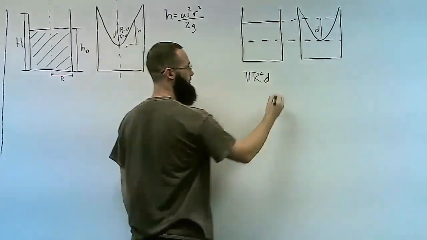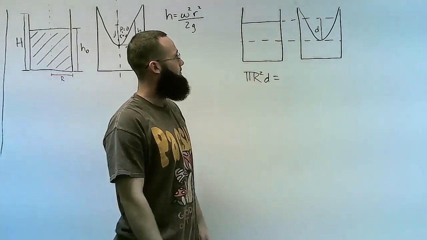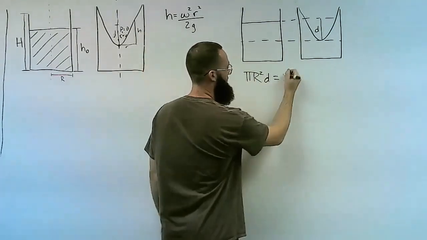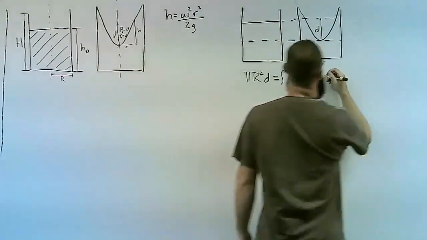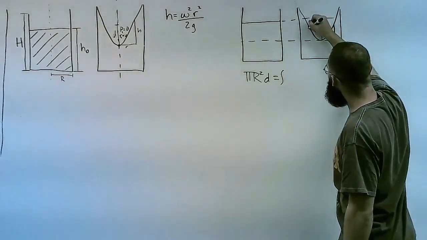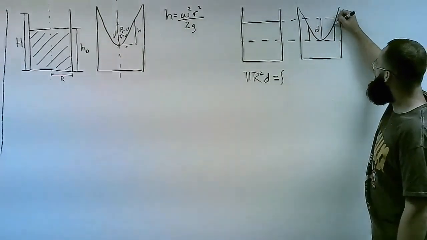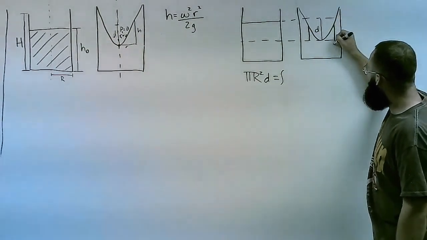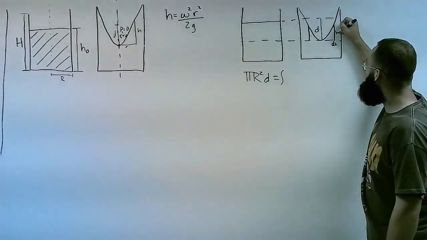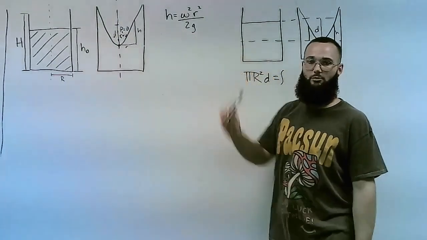So that makes that very simple. This volume, however, is not so simple. As you can see, it changes with radius. So what we're going to do is make a differential area and integrate. This differential area right here has some thickness dh and some height h. And this will be the same h as we derived in the previous equation.